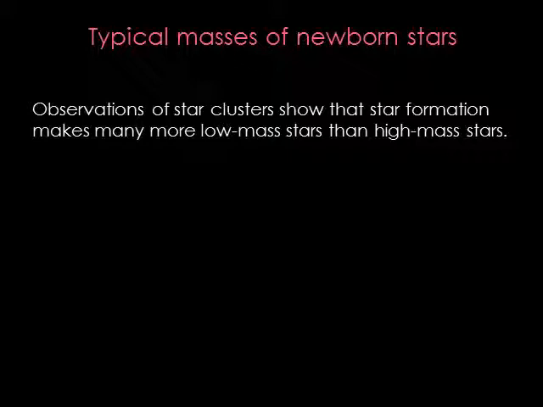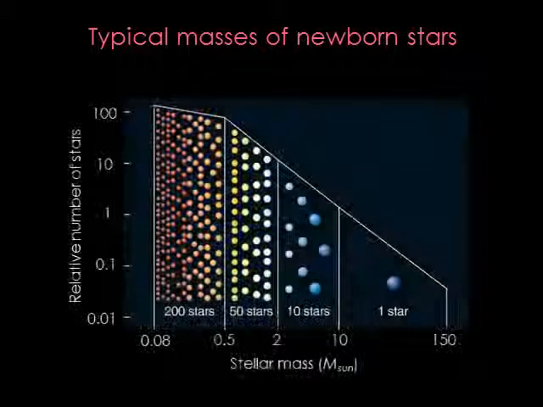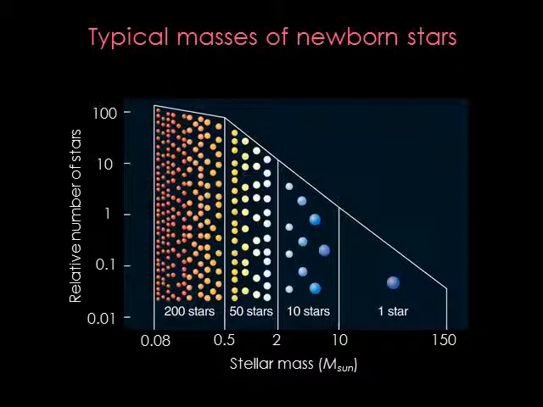Observations of star clusters show that star formation makes many more low-mass stars than high-mass stars. This schematic shows how many stars of each mass are produced for every star greater than 10 solar masses. What we see is that very massive stars are relatively rare. Lower mass stars are common.